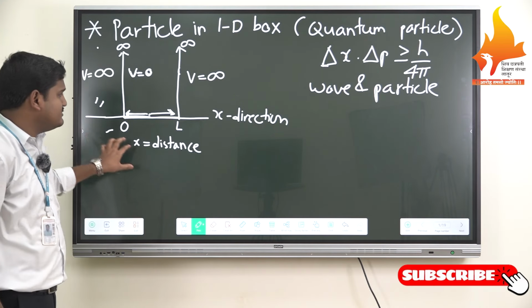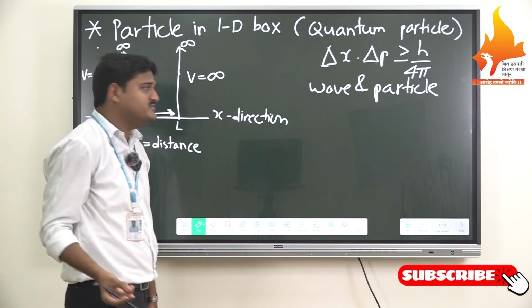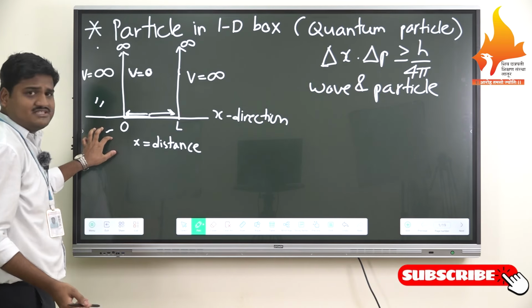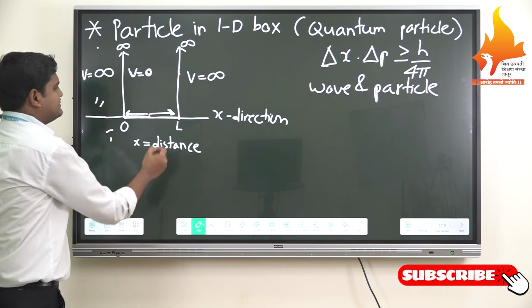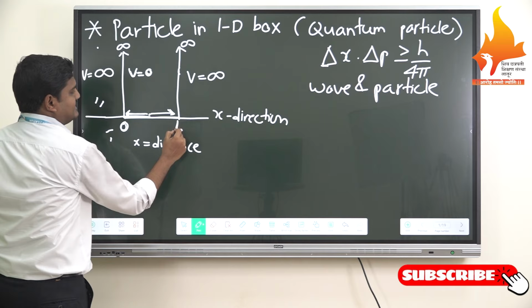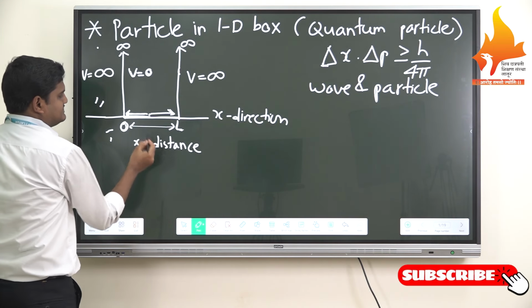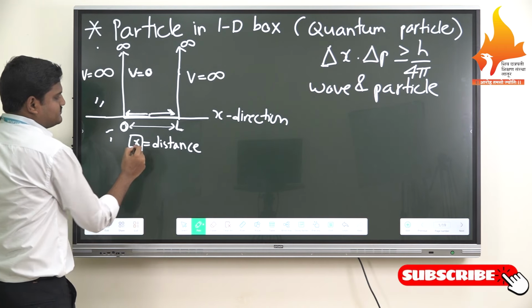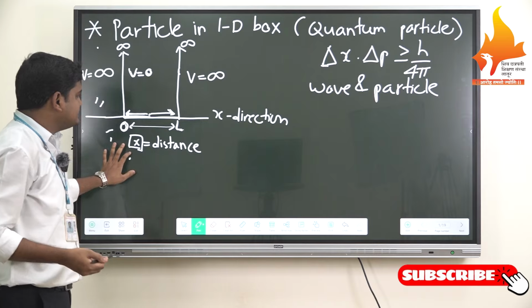The particle moves only in the x direction, or we can consider the y or z direction as per convenience. The particle can only move within the length of the well. The well starts at 0 and ends at L. We measure the distance between 0 and L, which is called x. So we take the wave function of the particle with respect to x, the distance.